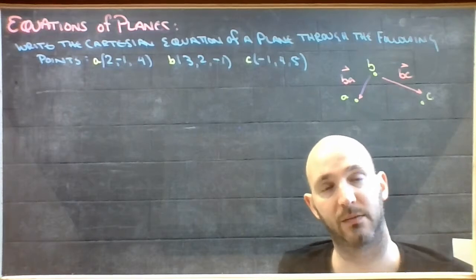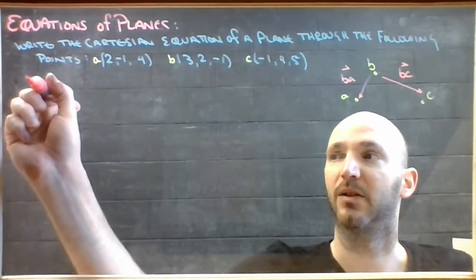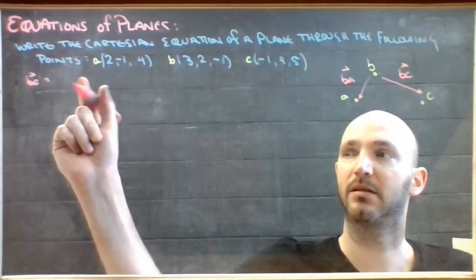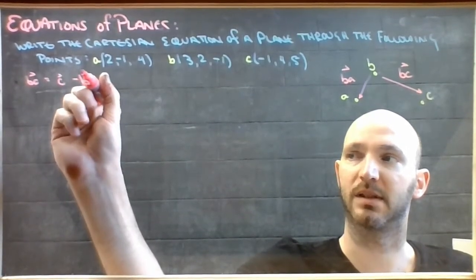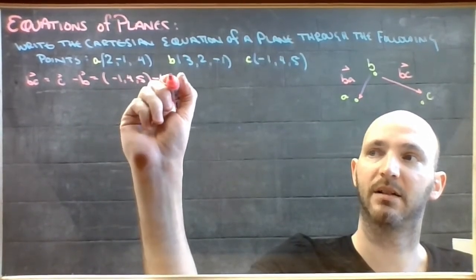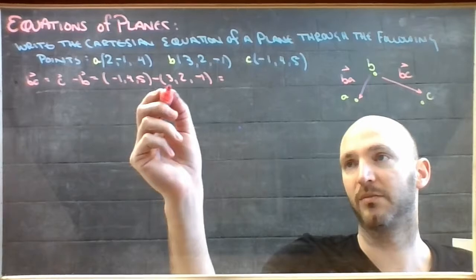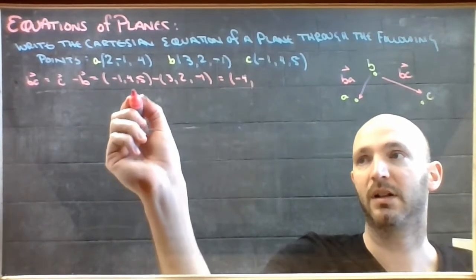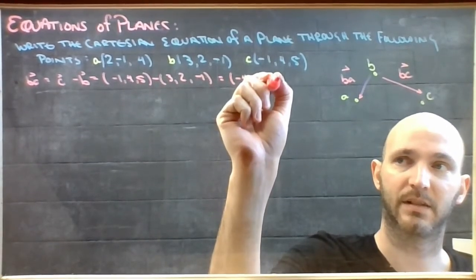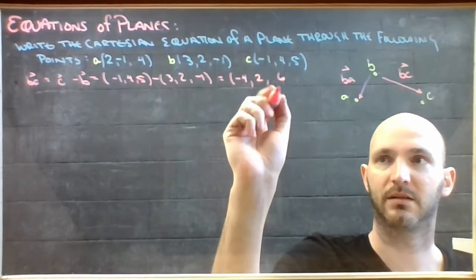So the first problem is I don't have the instructions on how to go from B to C, so I'm going to need to get that. So B to C would be the coordinates of C minus the coordinates of B, which should be -1, 4, 5, subtract 3, 2, -1. -1 minus 3 is -4. 4 minus 2 is 2, and 5 minus -1 is 6.